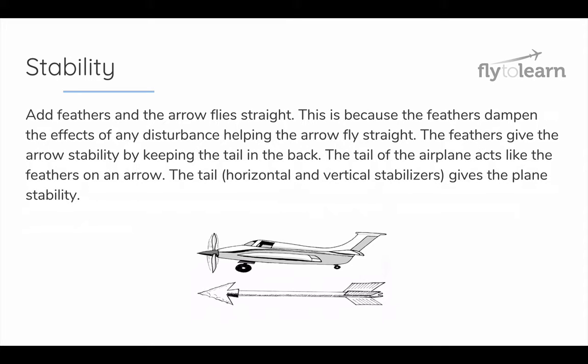Add feathers and the arrow flies straight. This is because the feathers dampen the effects of any disturbance, helping the arrow fly straight and adding stability. The feathers give the arrow stability by keeping the tail in the back. The tail of the airplane acts like the feathers on an arrow. The horizontal and vertical stabilizers give the plane stability.